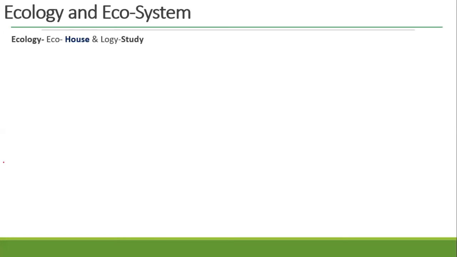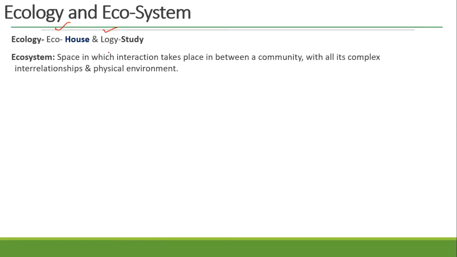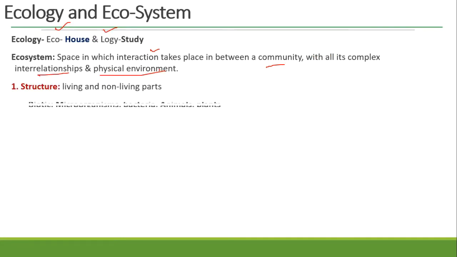When we say ecology, eco means our house, and logy means science. So from there it has come. So earlier times it was just related to our house, right? That is the space in which the interaction takes place between a community with all its complex interrelationships and with the physical environment. So as we have seen, there are two types, living and non-living.